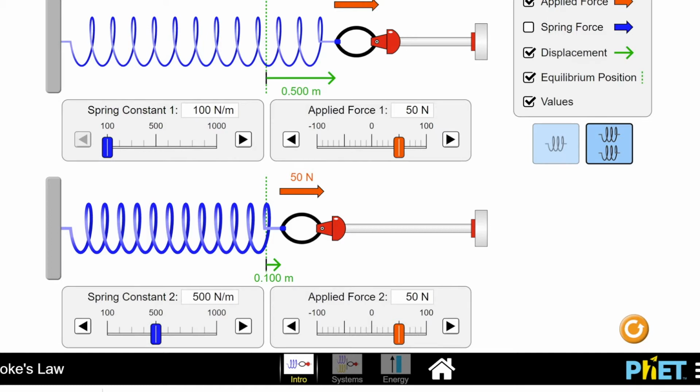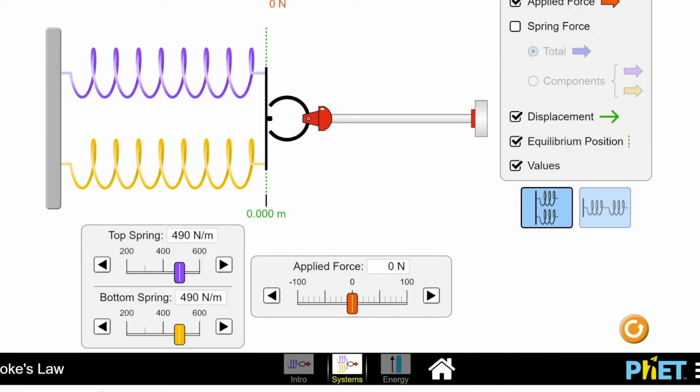What would happen if we put two springs together, two trampoline springs together of the same stiffness, 500 newtons per meter, and we put them in parallel like that, and we applied the same force of 50 newtons? What would happen in terms of the extension? Would it extend the same amount, more or less? I'm going to pause the video and I want you just to think about it and decide on what you think is going to happen.